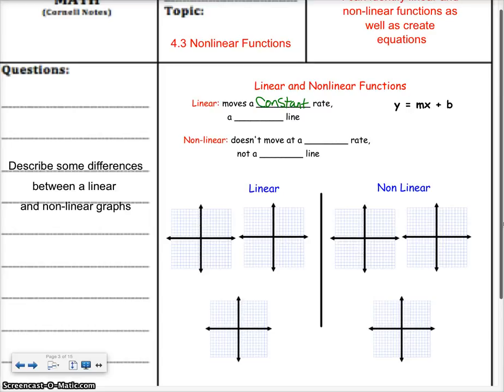You know, you're just a constant rate. And it is a straight line. So linear is constant and it's a straight line. And it always looks like this equation. Y is equal to something times x plus something.